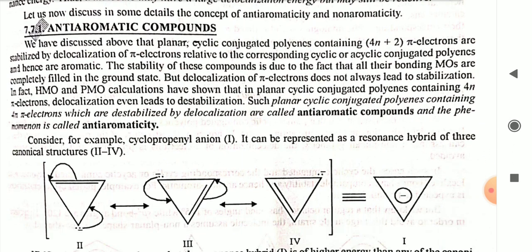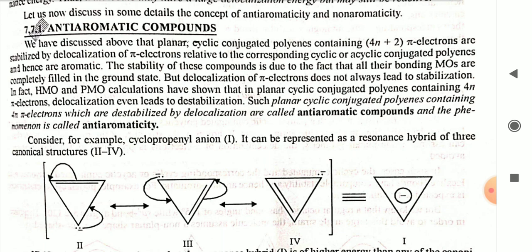We have discussed that planar cyclic conjugated polyenes containing 4n plus 2 pi electrons are stabilized by delocalization of pi electrons relative to the corresponding acyclic conjugated polyenes and hence are aromatic. The stability of these compounds is due to the fact that all their bonding MOs are completely filled in the ground state. But delocalization of pi electrons does not always lead to stabilization. In fact, HMO and PMO calculations have shown that in planar cyclic conjugated polyenes containing 4n pi electrons, delocalization even leads to destabilization.